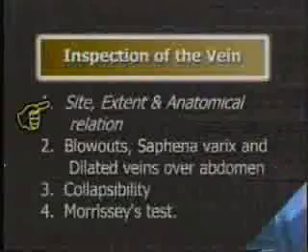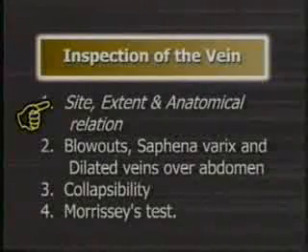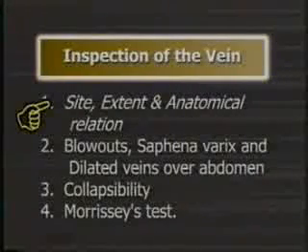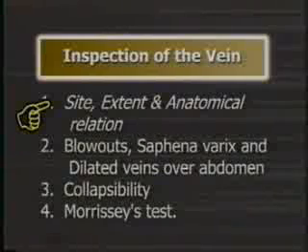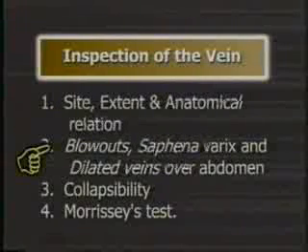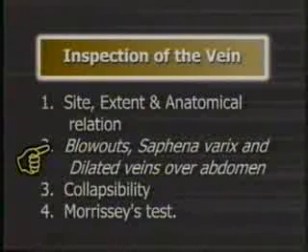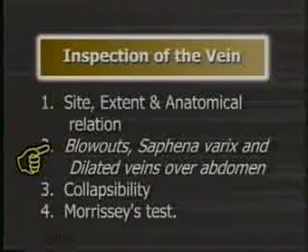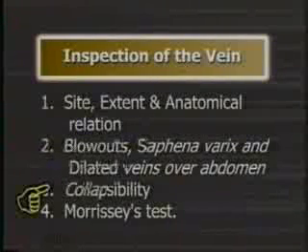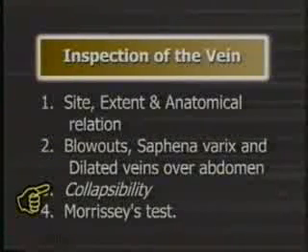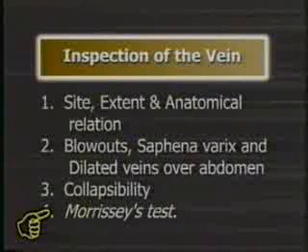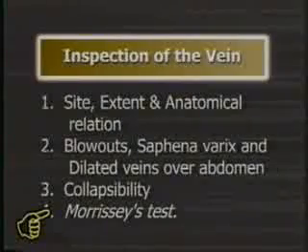To revise, on inspection, first inspect the vein for the site, extent and anatomical relation of the vein. Look for blowouts, saphena varix and dilated veins over the lower abdomen. Then raise the leg to 60 degrees to check whether the varicosity collapses and ask the patient to cough, looking for retrograde venous pressure wave, that is Morris's test.